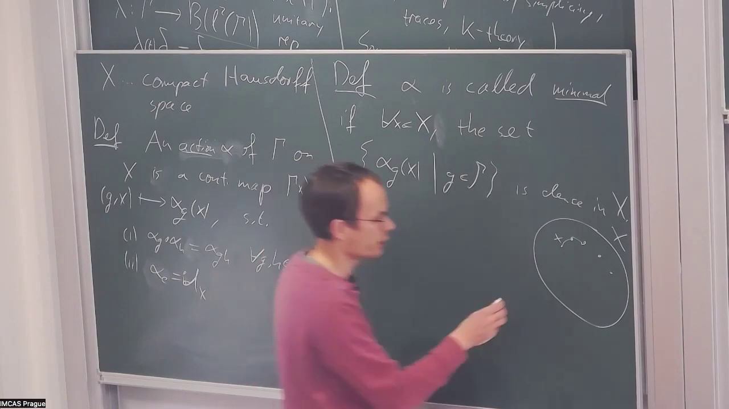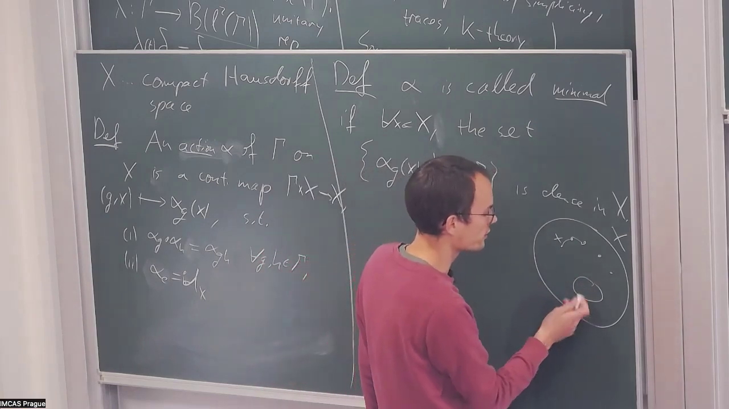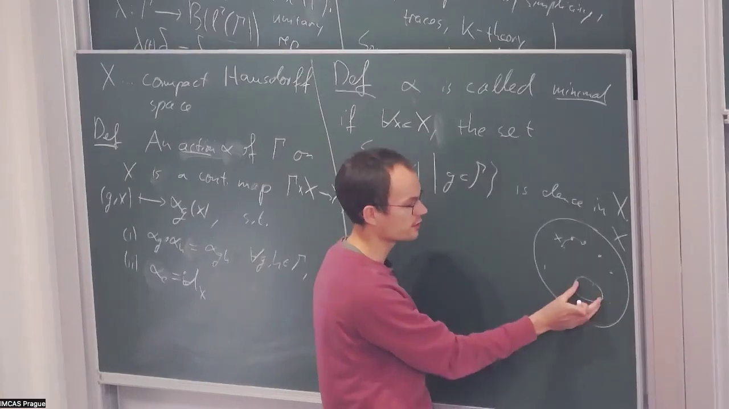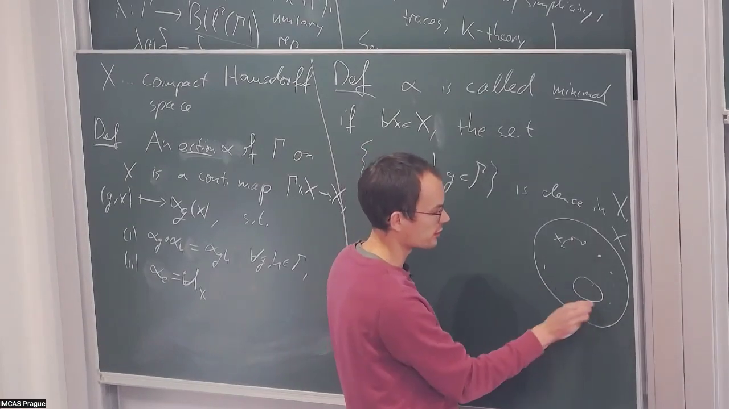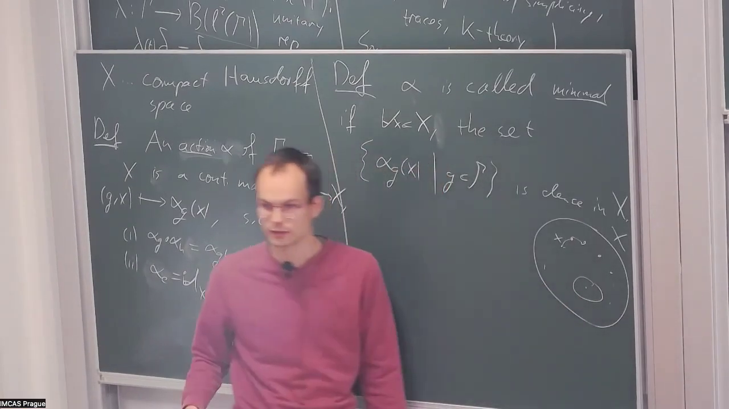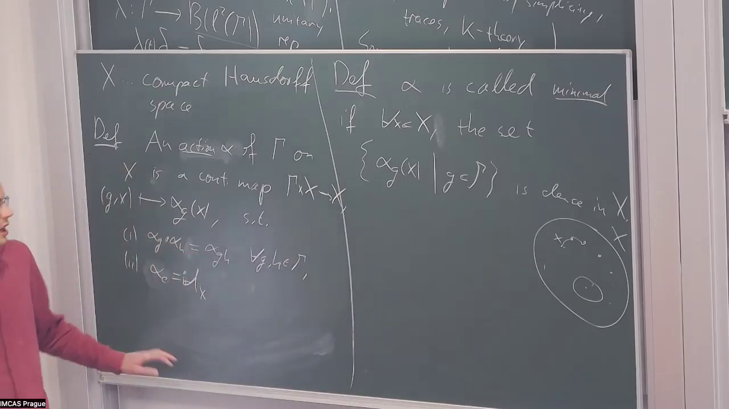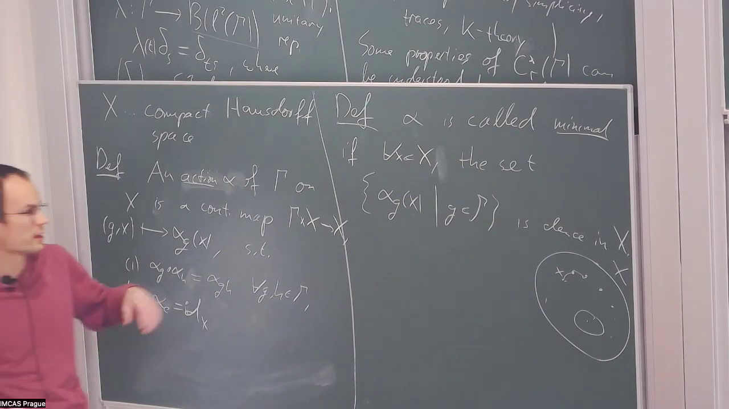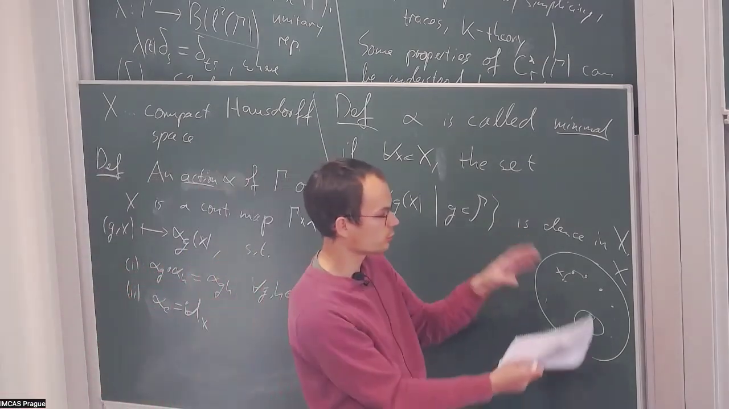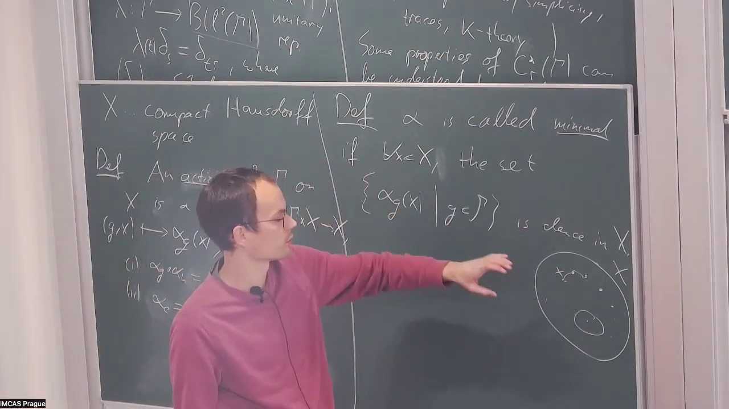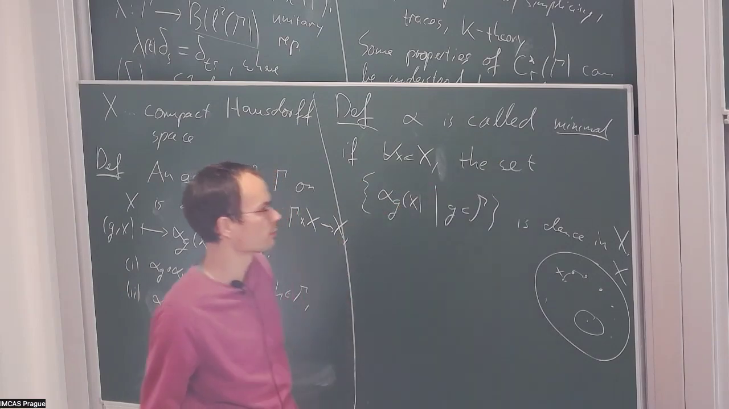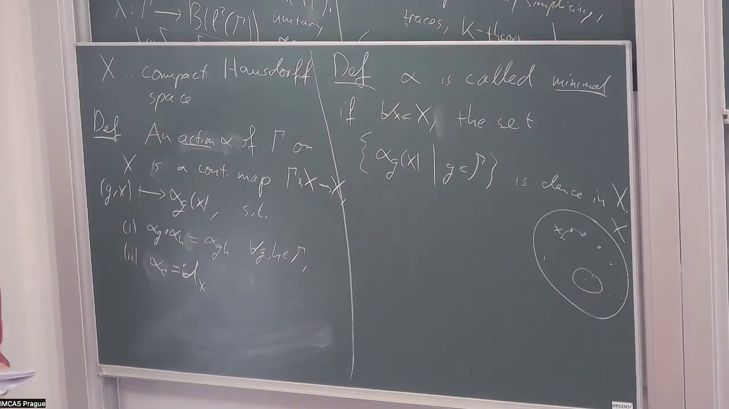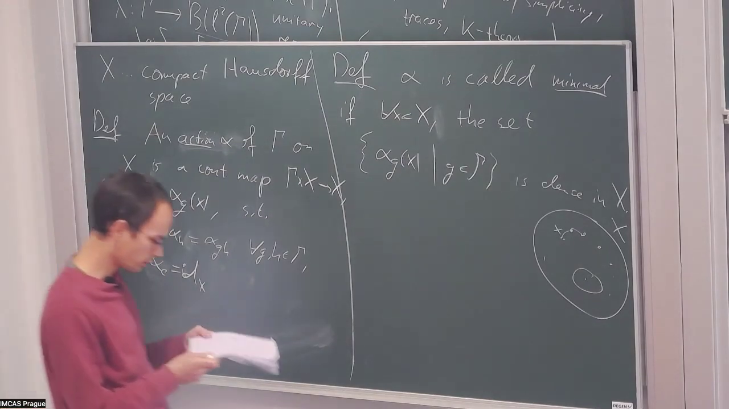There's no maybe small open set which I don't reach. If I pick any open subset of my space, I will eventually land inside it within the action. So that's somehow the idea. You see the entire space, and that also means you cannot further restrict to some minimal subset, some invariant subset, which is why this is called minimal. Minimal in the sense of irreducible. You can't further restrict it. Okay, so that's that.